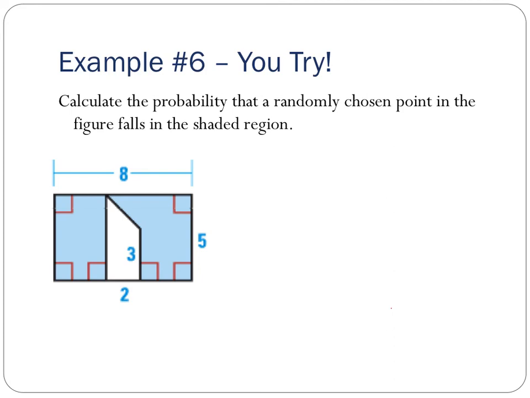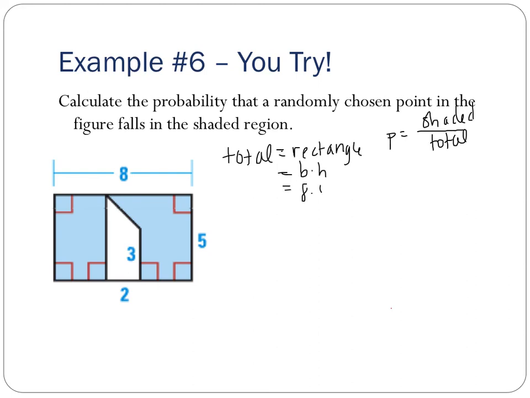Okay, let's see how we did. So it says, calculate the probability the randomly chosen point in the figure falls in the shaded region. So let's remember that probability is going to be shaded over total. So I always like to start with the total because I think it's easier to calculate the total area. Our total figure in this case is a rectangle. So it's going to be base multiplied by height. The base is 8, the height is 5. So our total area is 40. Bam, easy. The shaded region is a little more difficult.